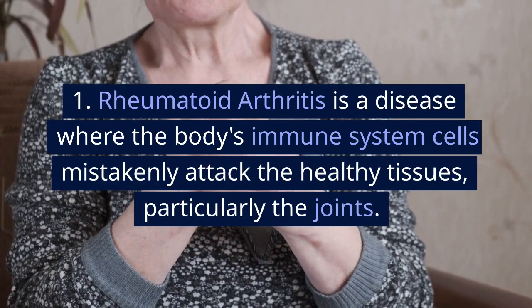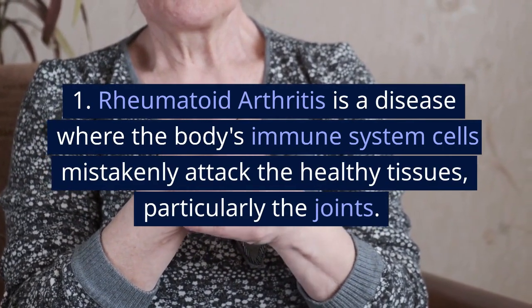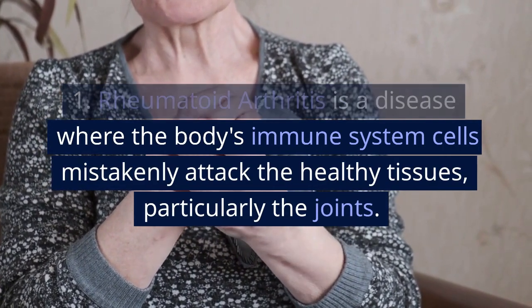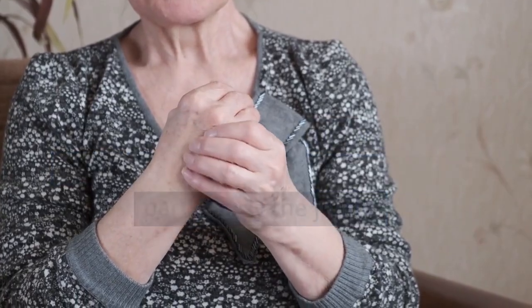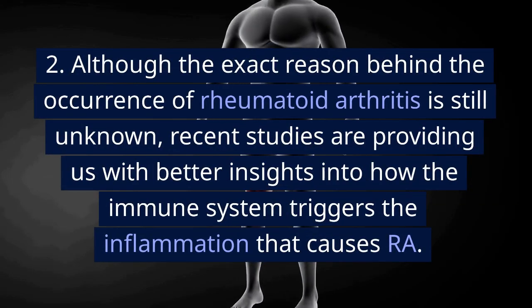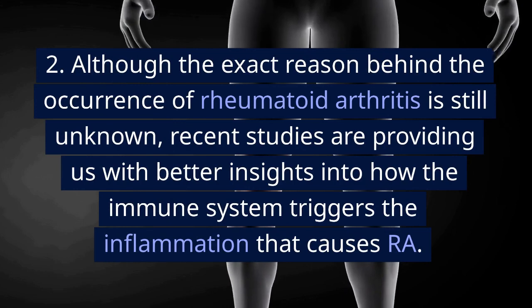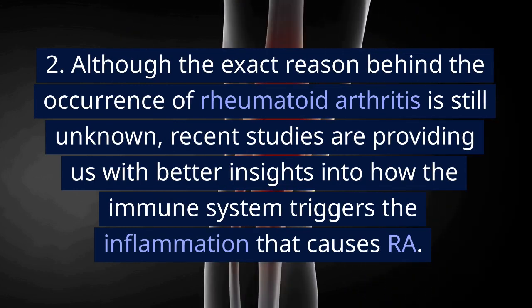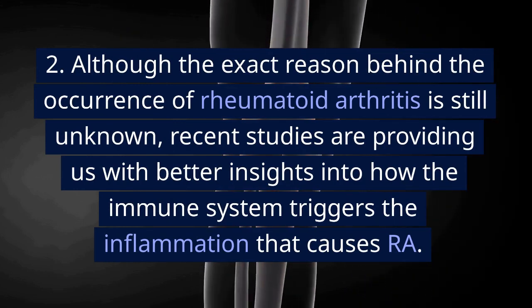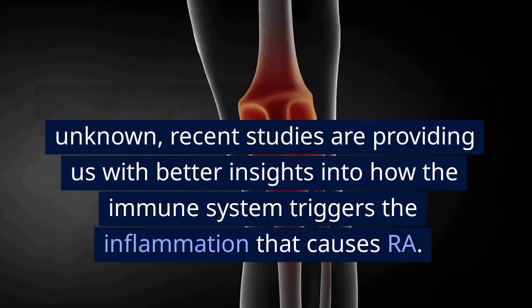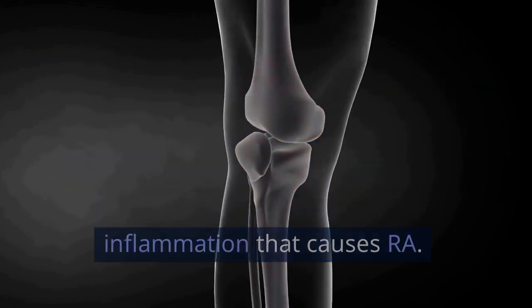Rheumatoid arthritis is a disease where the body's immune system cells mistakenly attack the healthy tissues, particularly the joints. Although the exact reason behind the occurrence of rheumatoid arthritis is still unknown, recent studies are providing us with better insights into how the immune system triggers the inflammation that causes RA.